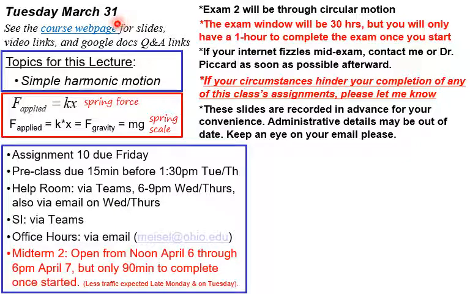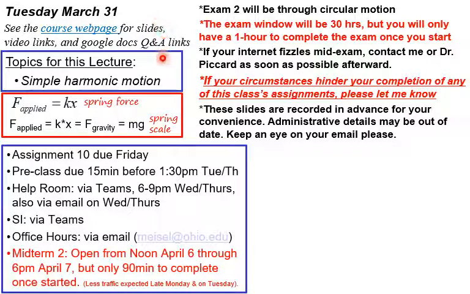The course webpage, please see that for copies of the slides. The slides are, of course, also on Lon Kappa. What you get on the course webpage is additionally video links and links to the Google Docs Q&A associated with the given lecture. So if you have a question about the lecture or even about the class, email me the question. I will post that and the answer. It will be anonymized, so don't worry, your name's not going to be there. And you can find that on the course webpage.